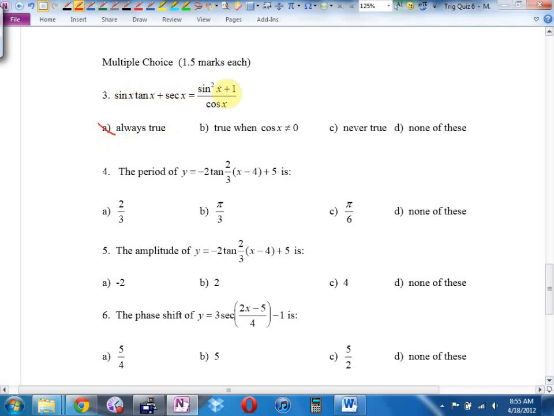Sine x tan x is going to be sine x times the sine x over cos x plus 1 over cos x. I can write that as sine squared x over cos x plus 1 over cos x. Okay, algebraically, that and that are equivalent, because that's going to be sine squared x plus 1 all over cos x when I do a common denominator. You know what? It's true when cos is not 0.